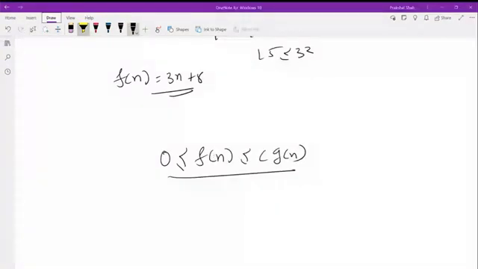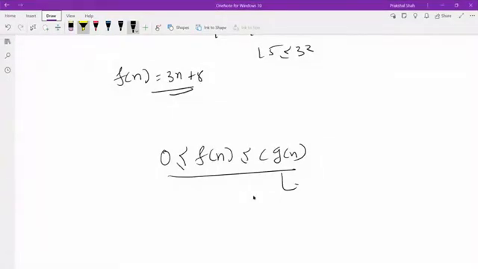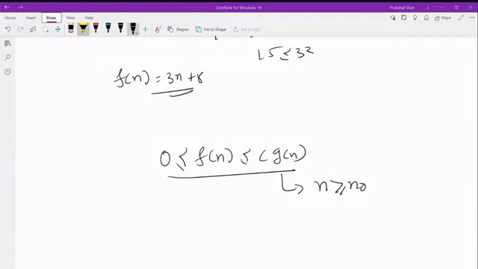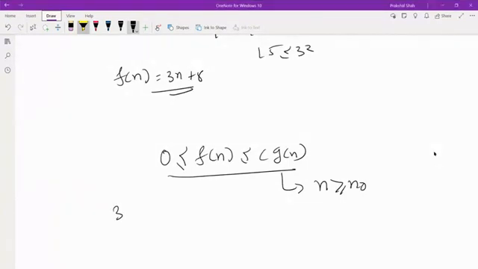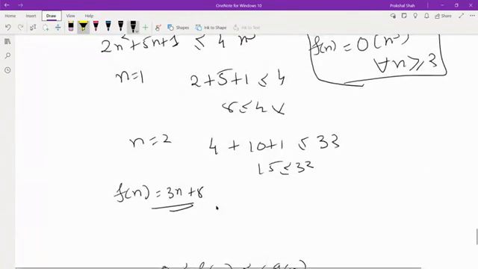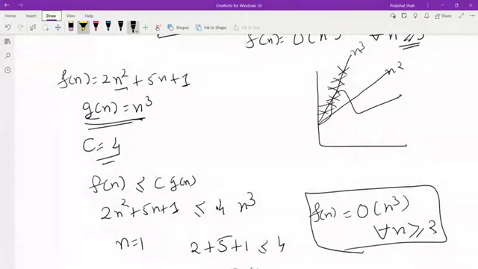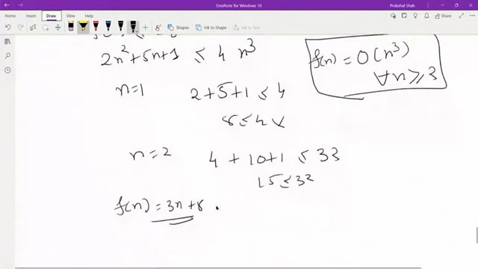This we have taught, this you have seen. This will hold true for every n greater than or equal to n0. Now your task was to find c, n0 and g of n, correct? So what we did, we assumed that 3n plus 8 is less than or equal to c into g of n, which will be of the same degree. We also saw where it will not be in the same degree, but it will not be valid since it will be a looser upper bound, right?